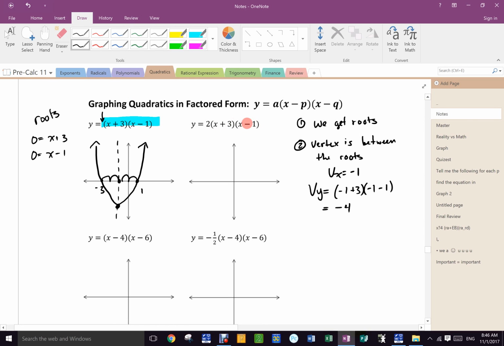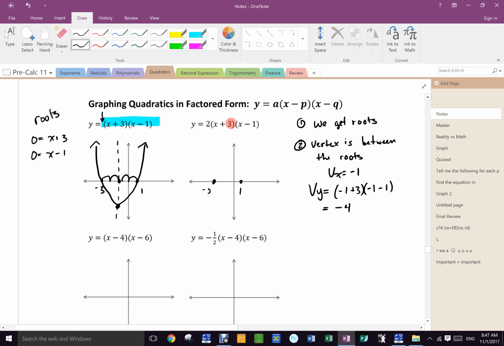Does that tell me immediately where my roots are? It's a pretty easy one. Where are they? Negative 3 and positive 1. Negative 3, positive 1. Okay, where's my vertex? Oh, I lied. Where's my axis of symmetry? X is negative 2.